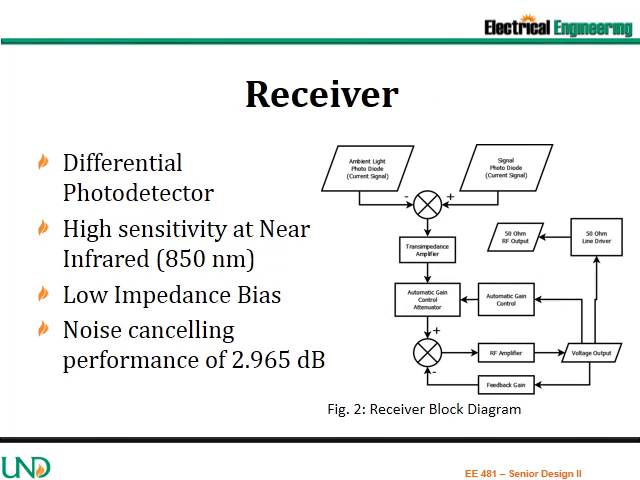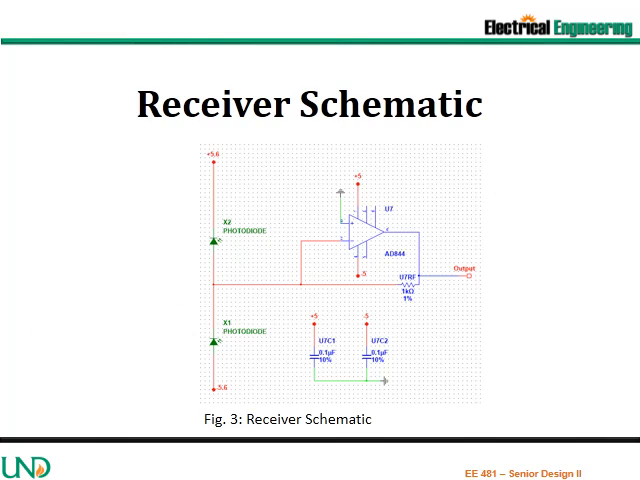The receiver is set up as a differential photodetector. The selected photodiodes have a peak in sensitivity at 850 nanometers. Photodiodes are biased to improve sensitivity and frequency response. The photodiodes shown in this arrangement allow for both the ambient light current and dark current to cancel. The signal current will result in an imbalance of the current. The result is sent to the transimpedance amplifier. The output of the transimpedance amplifier is sent to the gain stage.